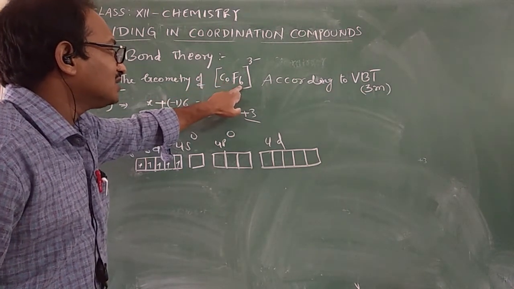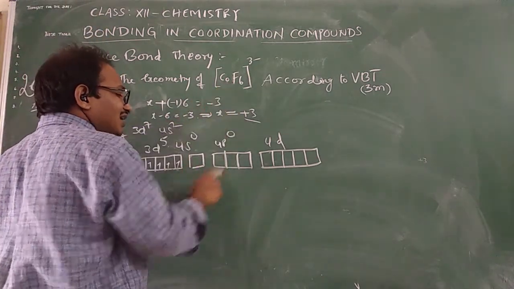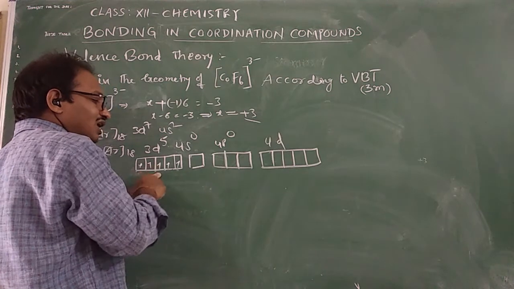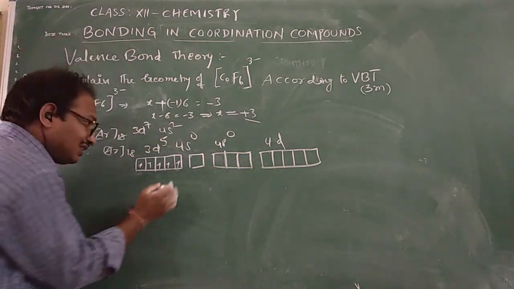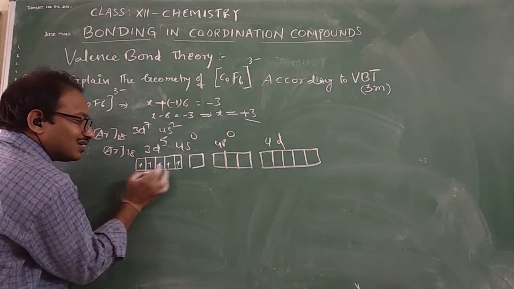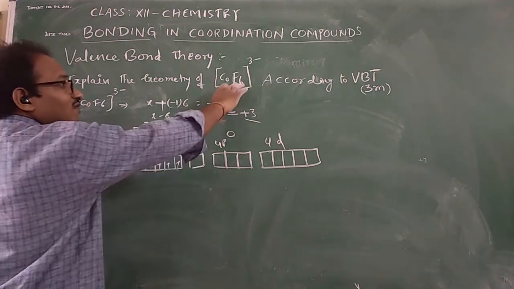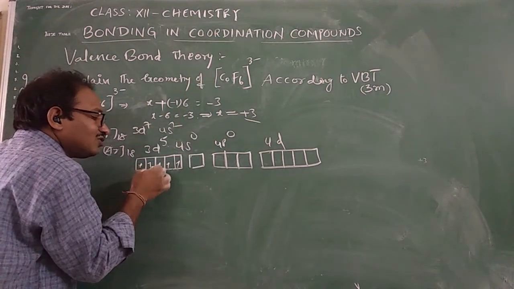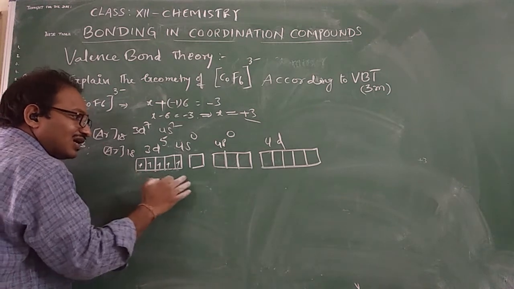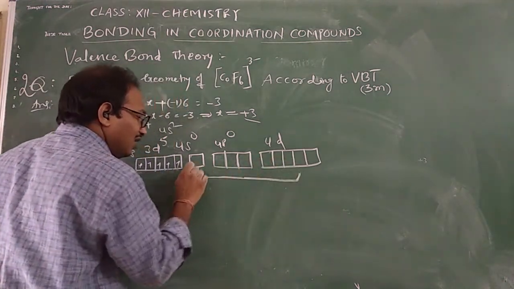Cobalt has 6 ligands, so you need to create 6 vacant orbitals. Cobalt has to create 1, 2, 3, 4, 5, 6. Actually, you can expect that these 2 electrons can come here. Rearrangement cannot be done now because fluorine is a weak ligand. The electrons do not show interest in getting paired.